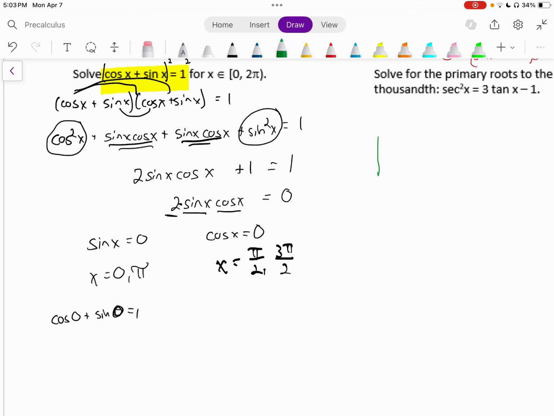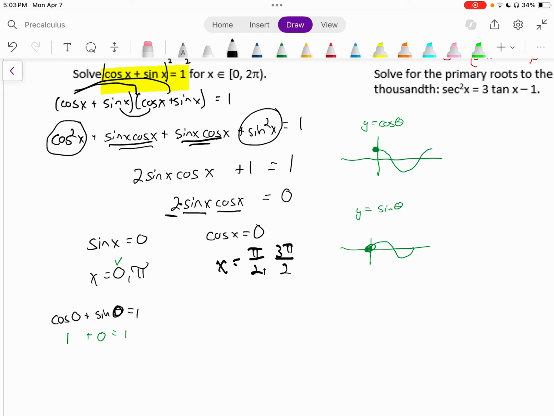I'll probably erase these later, but just as a reminder, this is cosine of theta, and this is sine of theta. This is just to help us here in a second. So we're just looking at 0 here. Cosine of 0 is 1 plus sine of 0 is 0 equals 1. So plugging in 0 worked.